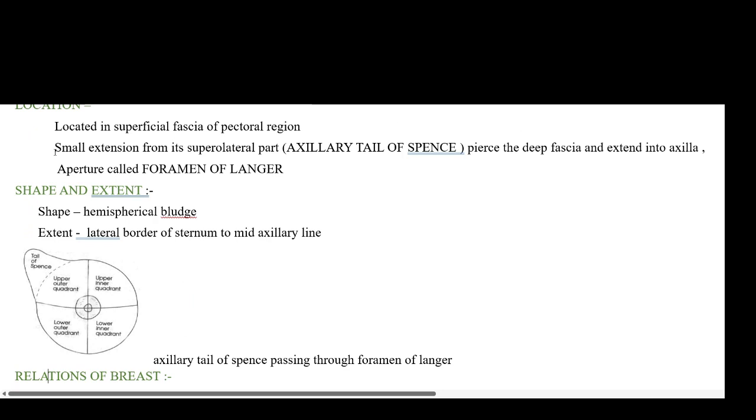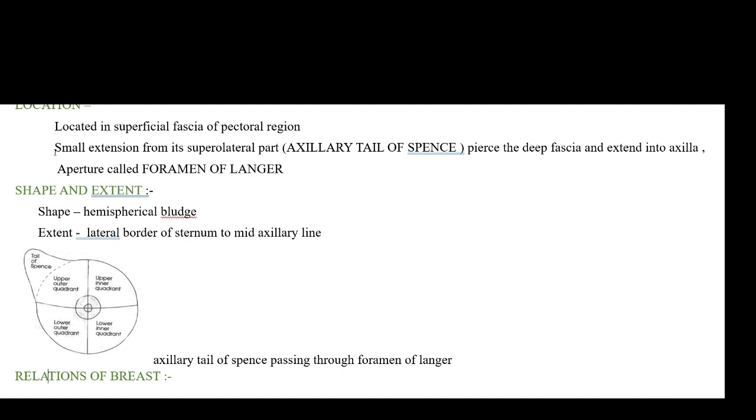Then comes its shape and extent. It is basically a hemispherical bulge and it extends from the lateral border of the sternum to the mid-axillary line. Mainly, it is present in the fourth intercostal space. Okay, you can see the diagram.